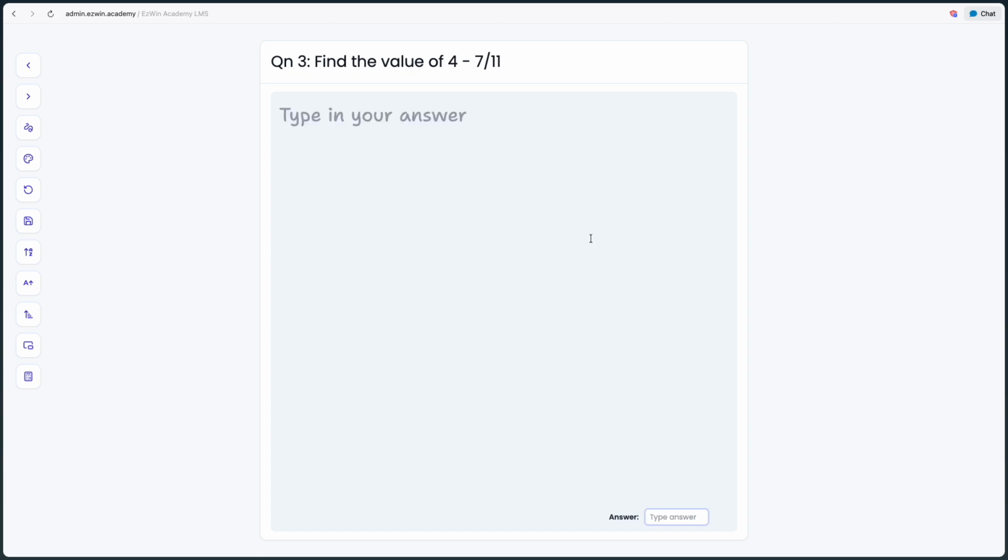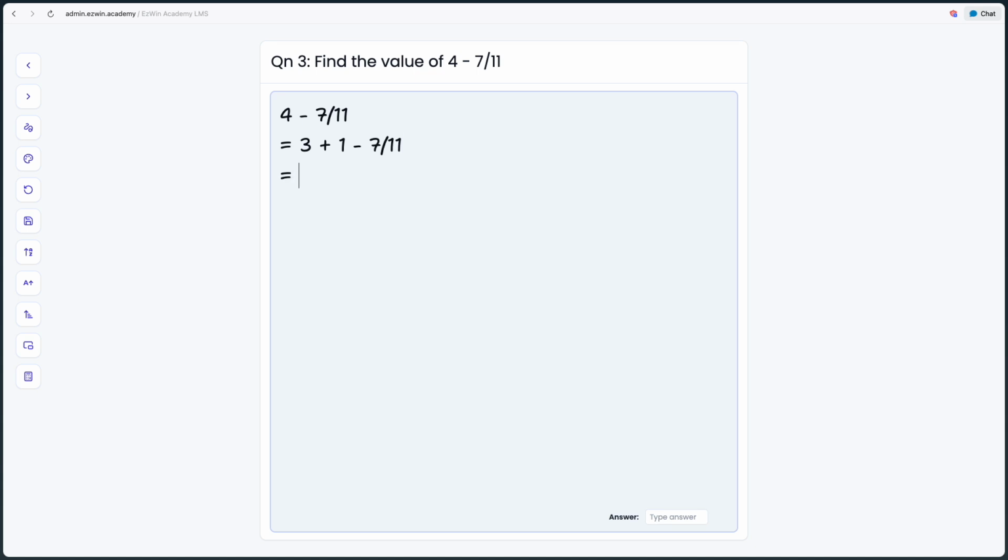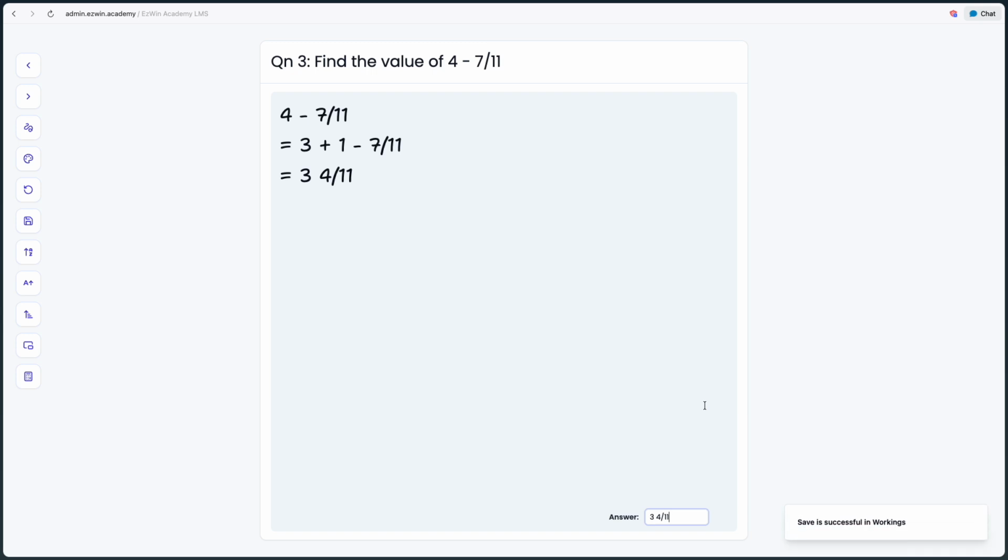Question 3, find the value of 4 minus 7 out of 11. So 4 minus 7 out of 11, this will then be just as simple as 3, and then plus 1 minus 7 out of 11. So 1 minus 7 out of 11, so 3, and then plus, this would be 4 out of 11, which is essentially just 3, 4 out of 11. Okay, that's it. Alright, let's move on to the next question.